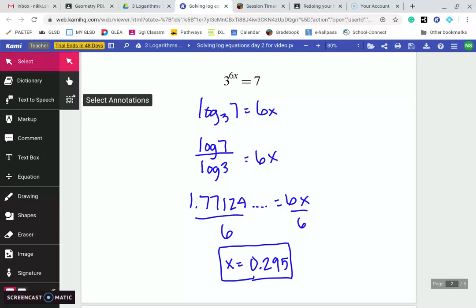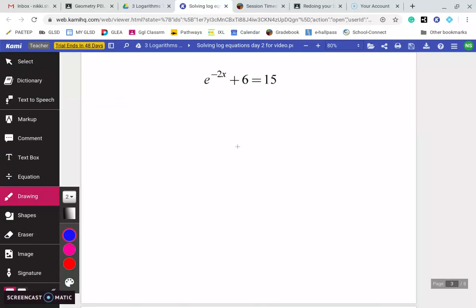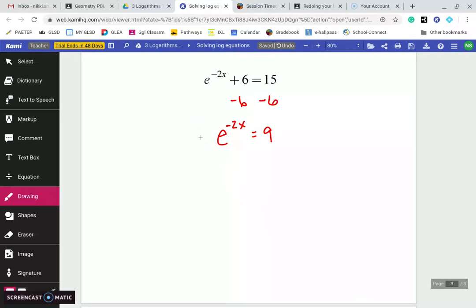Now, for our next one, this is the first one where our exponential is not by itself. So this piece right here, this e to the negative 2x, is not by itself. So the first thing I have to do is get it by itself. So I'm going to subtract 6 from both sides. So I have e to the negative 2x equals 9. And now the exponential part, where the x is in the exponent, now that is by itself. So I can rewrite this. So I'm going to have log base e of 9 equals negative 2x.